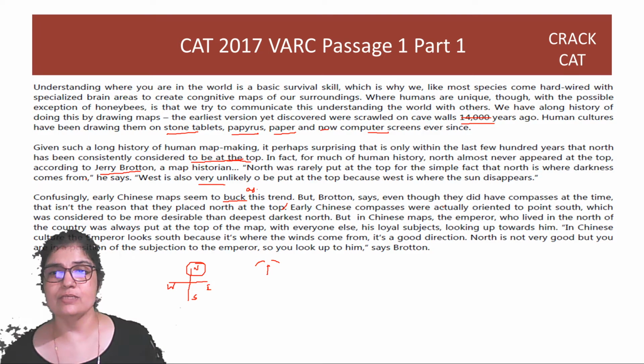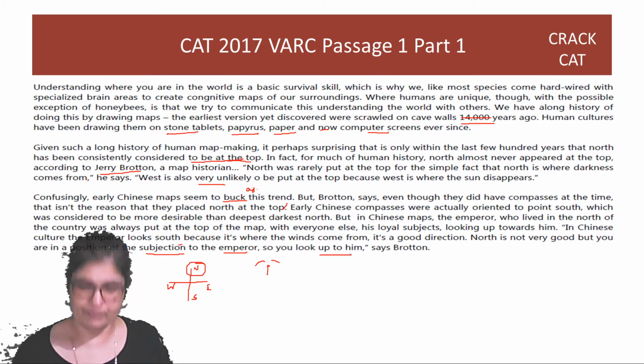Early Chinese compasses were actually oriented to point south, which was considered to be more desirable than deepest dark north. But in Chinese maps, the emperor who lived in the north of the country was always put at the top of the map with everyone else, right? So the emperor was put in the north because the emperor liked to face the south, and his loyal subjects had to look up towards him. The emperor looks south because that's where the winds come from. North is very good, but you are in a position of subjection or subjugation to the emperor, so you look up to him, right? Great.